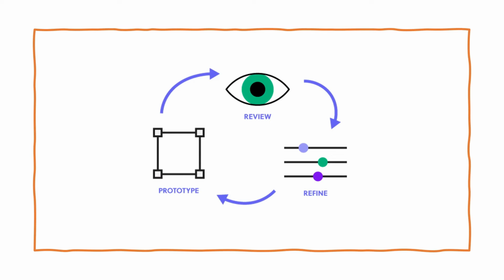So here you can see that the prototype is actually made to be reviewed by others and also by yourself. And once it is reviewed, they will suggest the ideas and the changes. Then it is refined, and again another prototype is made. And the process is continued till everyone is satisfied with the prototype.